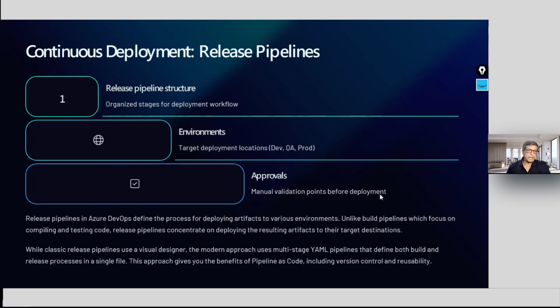So the release pipelines in Azure DevOps define the process of deploying those artifacts that you have built to various environments. Unlike build pipelines, which focus on compiling and testing the code, a release pipeline concentrates on deploying the resulting artifacts to their target destination. These two are distinct pipelines.